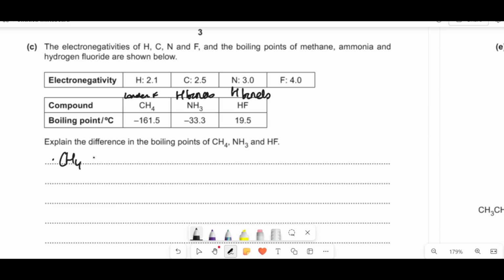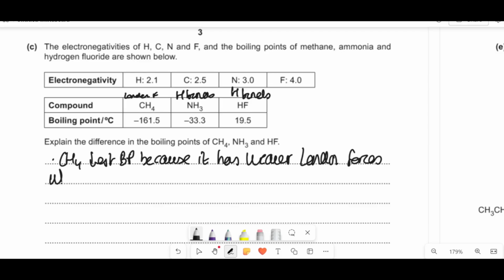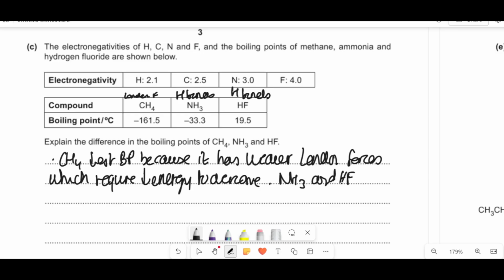So we can start by saying, well, CH4 has the lowest boiling point because it has weaker London forces, which require less energy to overcome. Whereas NH3 and HF have hydrogen bonding. But we still haven't really talked about the data they've given us here. What we can see is that the boiling point increases as the electronegativity increases.